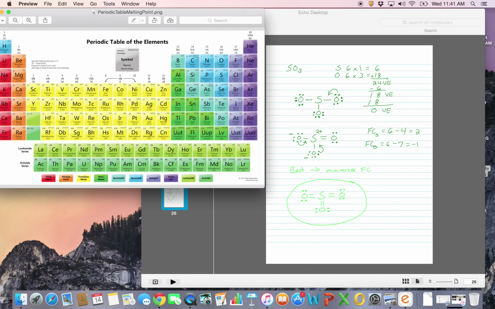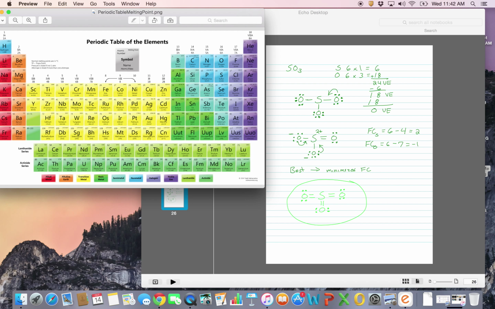But remember, the best Lewis structure minimizes formal charge. Therefore, if we can minimize formal charge on all of the atoms or on some of the atoms, then we will be making a better Lewis structure. Since sulfur is in the 3rd period or higher, sulfur can have an expanded octet.